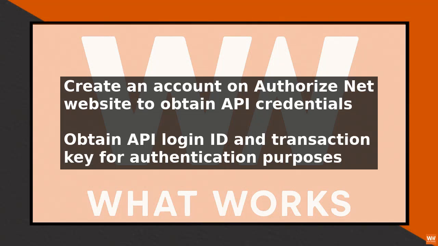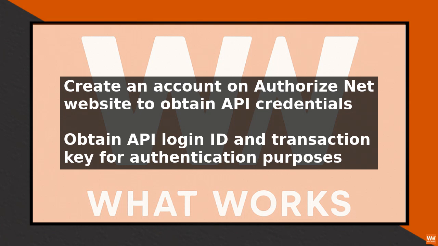To use the AuthorizeNet REST API, start by creating an account on the AuthorizeNet website and obtaining your API credentials, including your API login ID and transaction key. These credentials will be used to authenticate your API requests. First, choose the API endpoint you want to use, such as creating a customer profile or processing a payment.